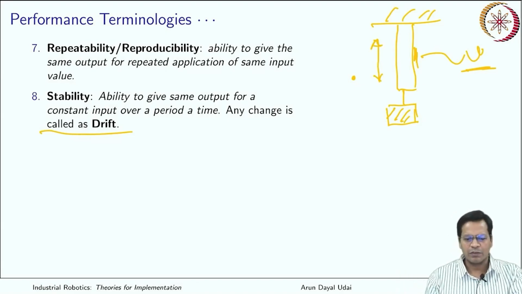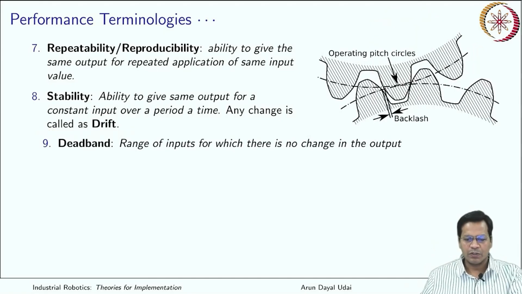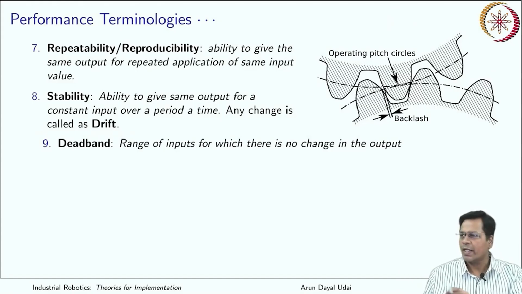So that is one of the causes. There are many other causes which cause this. So that is what stability is, it should remain there. Okay, so deadband is a range of inputs for which there is no change in output.